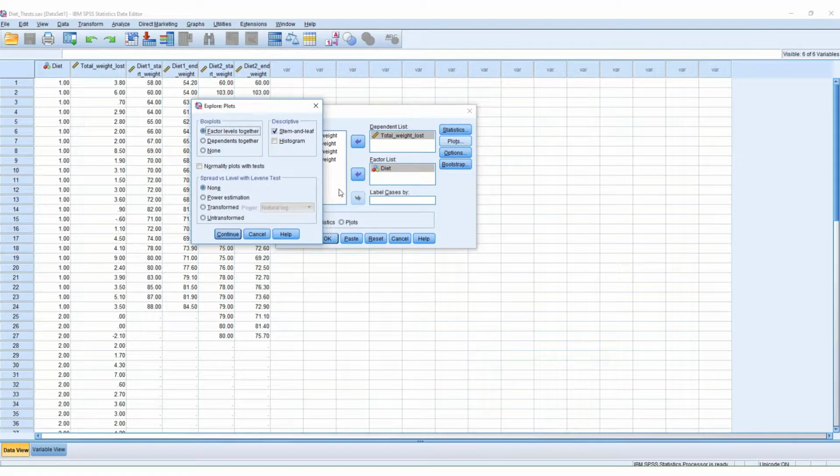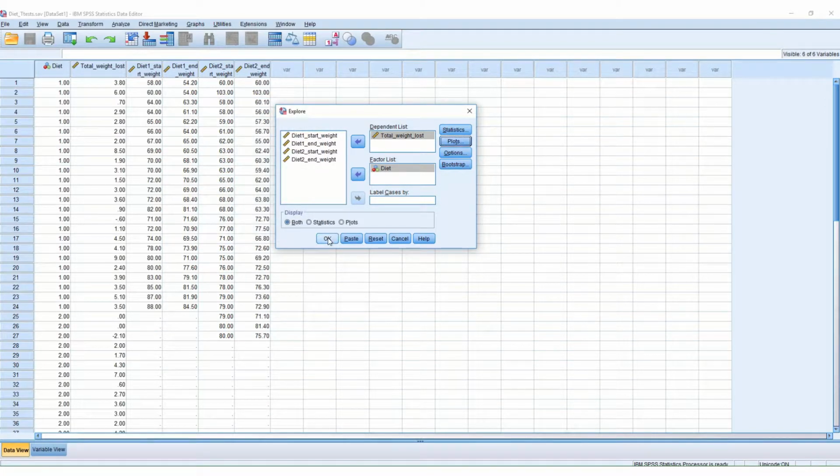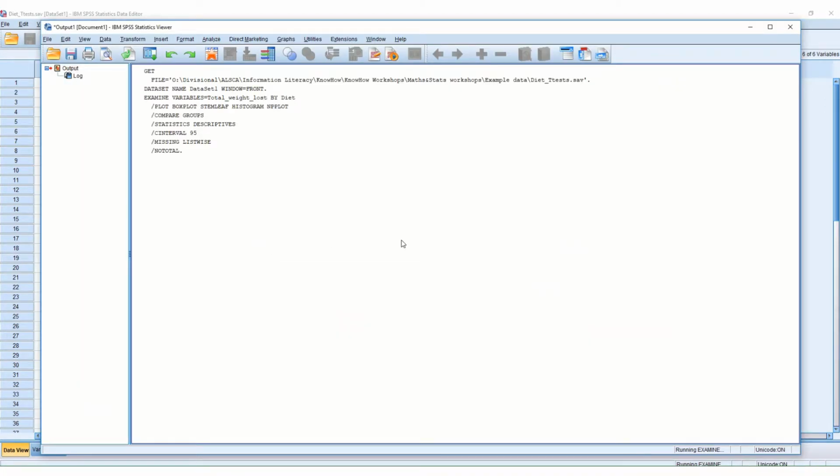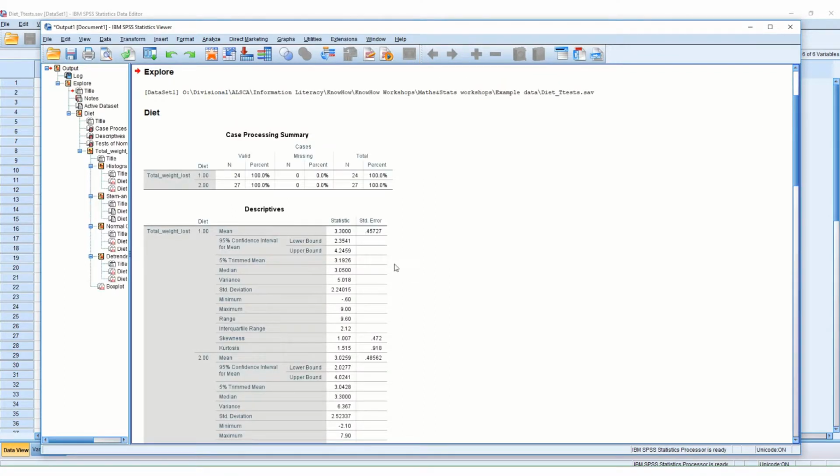I'm now going to click on plots. I'm going to make sure that histogram is ticked as well as stem and leaf, because it's good to have a graphical representation of your normality plots as well. Importantly, you must tick normality plots with tests. This is the bit that will actually run your analysis. I then just press continue and OK. Our output window should then appear.